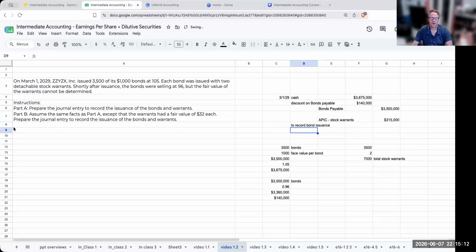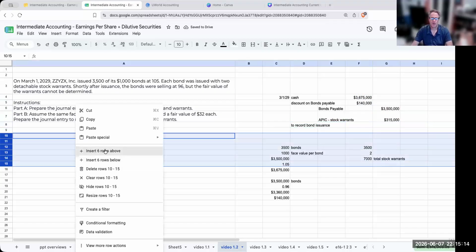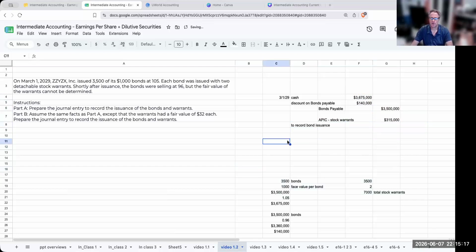Okay, now let's take a look at this next scenario. Assume the same facts as Part A, except that the warrants had a fair value of $32 each. So again, same thing. I'm debiting cash. That's not changing. I'm going to be crediting bonds payable. That's also not changing.